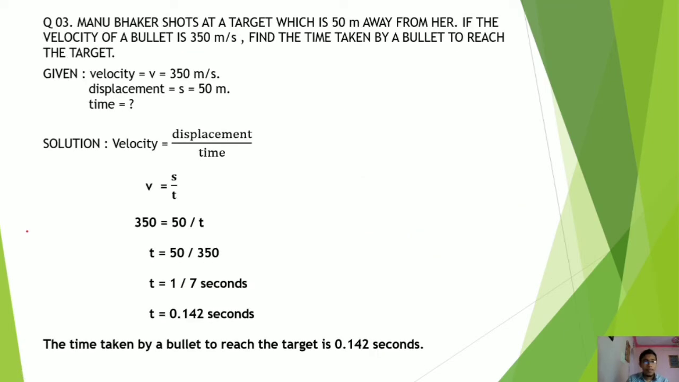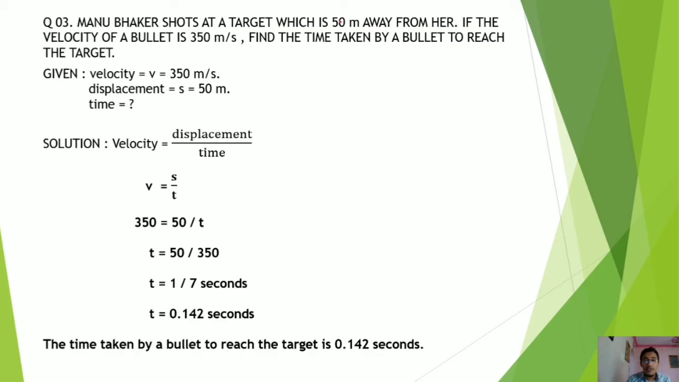Now, third numerical. The question is, Manu Bhaker shoots at a target which is 50 meters away from her. If the velocity of a bullet is 350 meters per second, find the time taken by the bullet to reach the target. So you know a famous Indian shooter, that is Manu Bhaker.